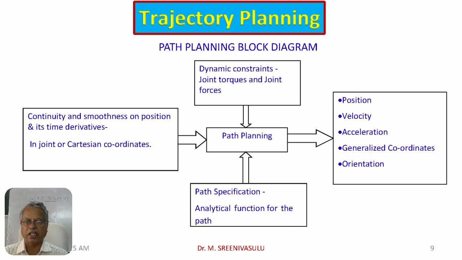Then coordinate data might be in joint representation or Cartesian coordinate representation, and for the path specification, there should be a polynomial analytical function that is going to connect all the points through which you are planning your path. All those things are going to form a basis for your path planning. Only because of that, you will get the exact positions, exact velocities, exact accelerations, the coordinate values, and the proper orientation.